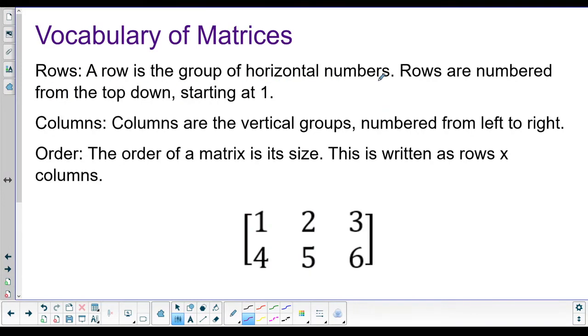So rows are the horizontal groups. They are numbered, so this would be row 1, row 2, row 3 if we had another set, starting at 1. Okay. Columns, I bet you can guess.